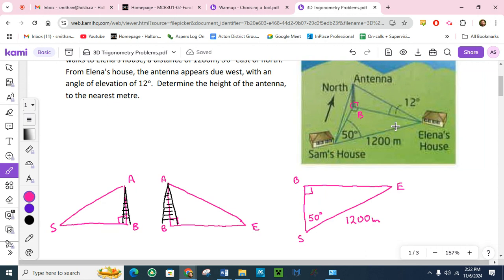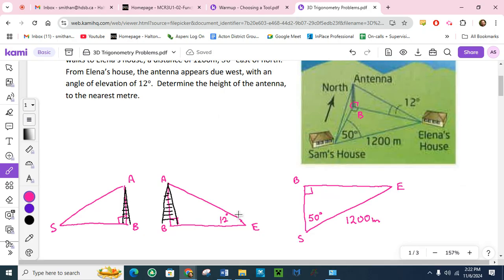And then what else do we know? The angle of elevation from Elena's house, the antenna, is 12 degrees. All right, and we're back. So the angle of elevation from Elena's house up to the antenna, 12 degrees. Our ultimate goal here is to get the height of the antenna.